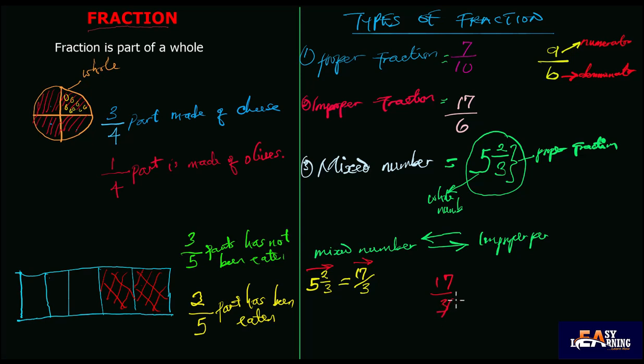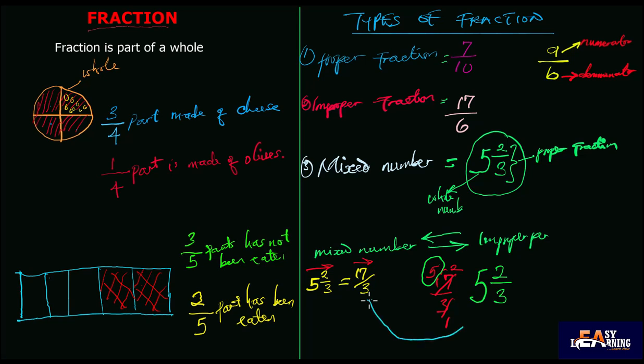Let's just go straight and divide this. 3 will come into 17 how many times? That will be 5 times, remainder 2. So this makes up our answer: 5, remainder 2. The 5 here will take the place of our whole number. Now this 2 will be our numerator, and the 3 we were dividing with will be our denominator.